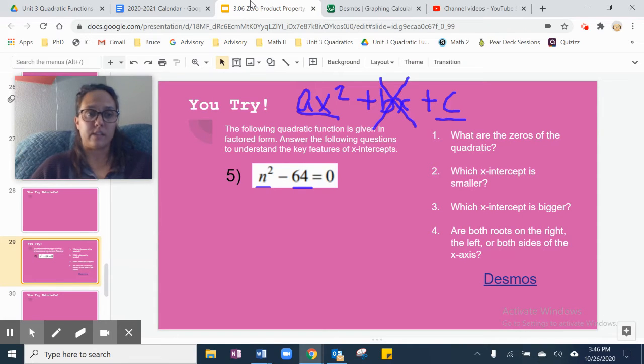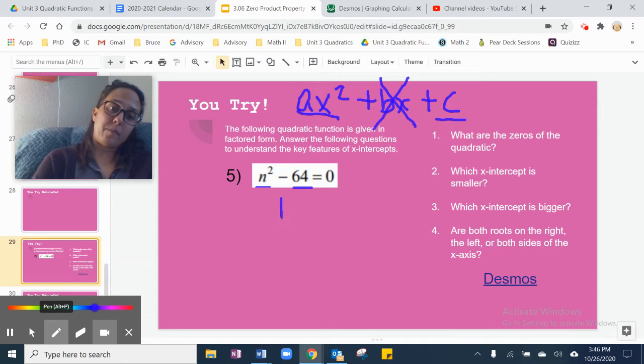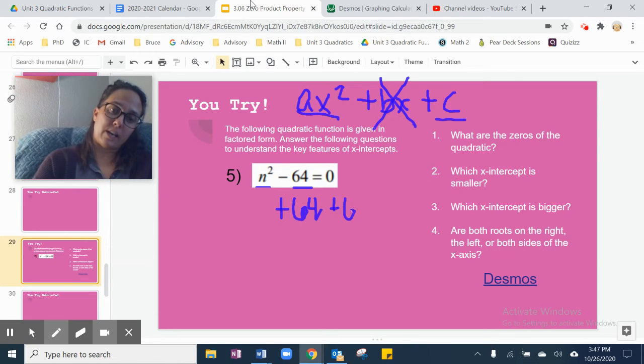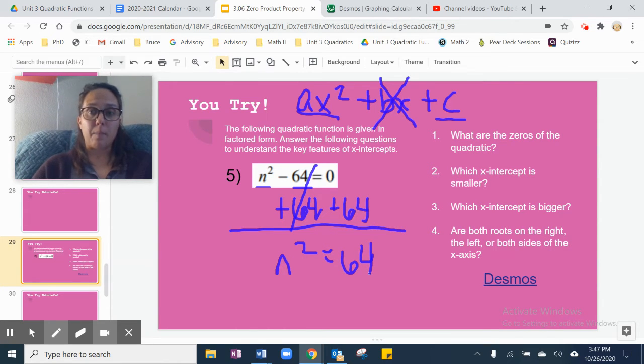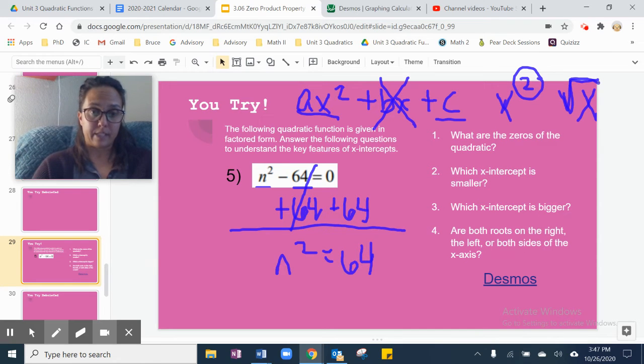So then how would we find the zeros of this graph? Well, we don't have any factors, so we're just going to solve it the way it is. So if we did do that, we would add 64 to both sides, and we would get n squared equals 64. Well, we learned back in Unit 1 that the opposite operation for a square is a square root, right? A square and a square root, those are opposite. So if we want to get n by itself, we have to square root both sides.